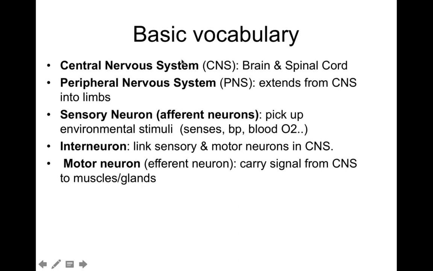The central nervous system refers to the brain and the spinal cord. The peripheral nervous system is the part of the nervous system that extends out from the central nervous system into the limbs or the extremities. A sensory neuron is a little bit different, often referred to as afferent or ascending. Basically, these pick up stimuli from the environment. The interneurons link sensory and motor neurons in the central nervous system, and a motor neuron, referred to as an efferent neuron, carries a signal from the central nervous system to the muscles.